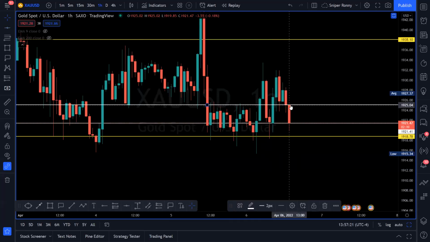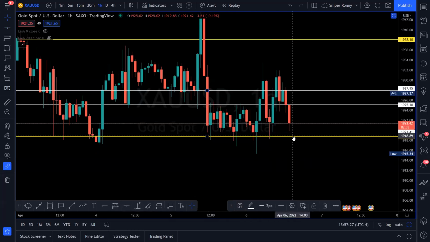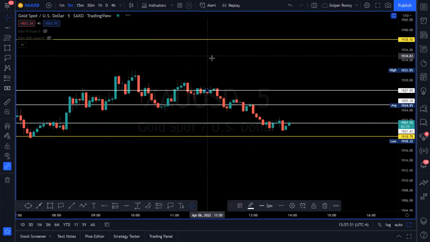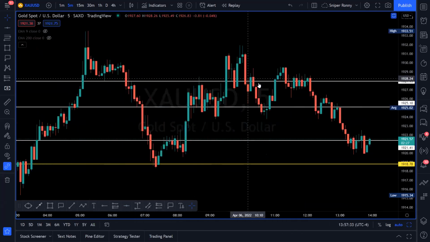Right here, 1925 hourly resistance. So we came up there and got rejected, coming down. If we break, guys, this is going to be a big dump, 1918 area for gold. So watch that area if you're trading gold, 1918.